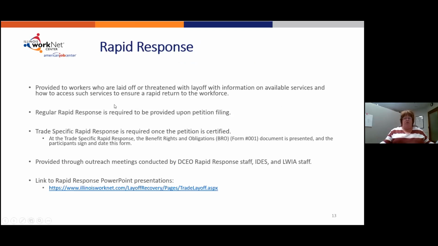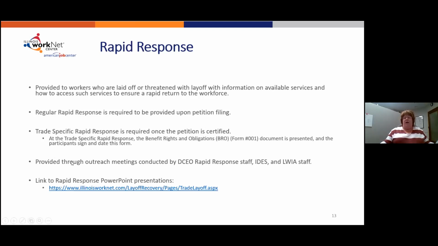So once a petition is certified, rapid response is to be provided to workers who are laid off, or if they've been threatened with layoff. As soon as it is known that people may be laid off, that's when the rapid response process begins. They will give them information on the dislocated worker program during the initial rapid response meeting that they have with them when they've been threatened with layoff. That's the regular rapid response, and that is usually to be provided per the regulations upon petition filing. So that's why we notify the folks as soon as we can that a petition's been filed.